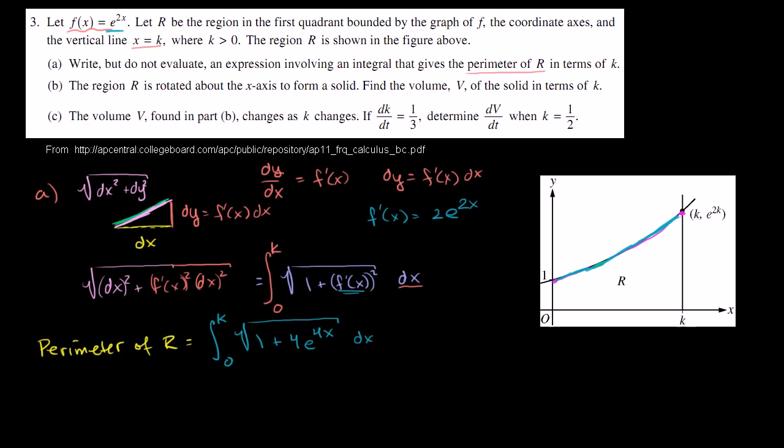And now we just have to get the rest of the perimeter. So you have this little segment right over here. That's length 1. We're going from 1 to 0 or 0 to 1. So plus 1. Then you have this part right along the x-axis. Well, that's going to be of length k, plus k. And then finally, you have this height right over here. And that's going to be of length f of k, or e to the 2k, plus e to the 2k. And we're done. We found the perimeter of R, and we don't have to evaluate it. So we're done with this part.